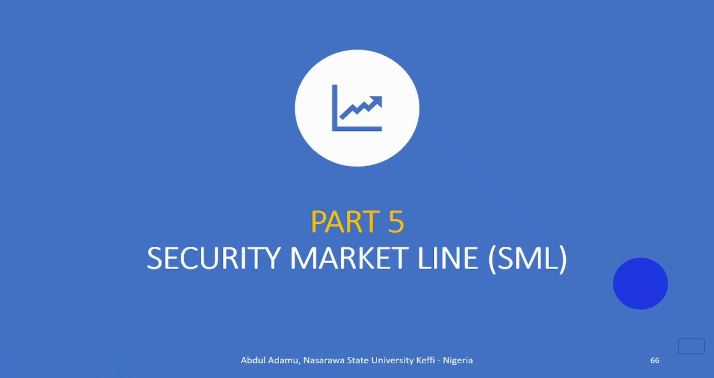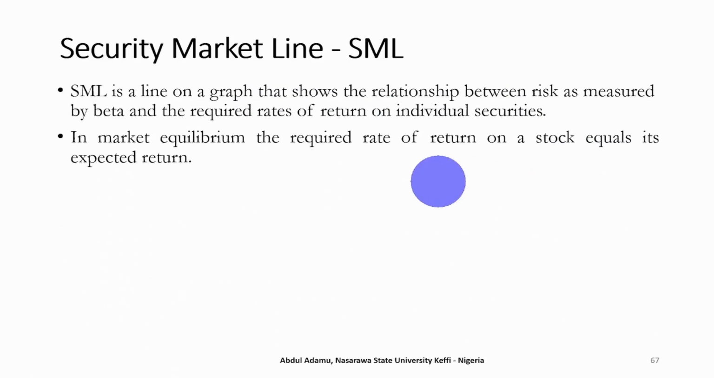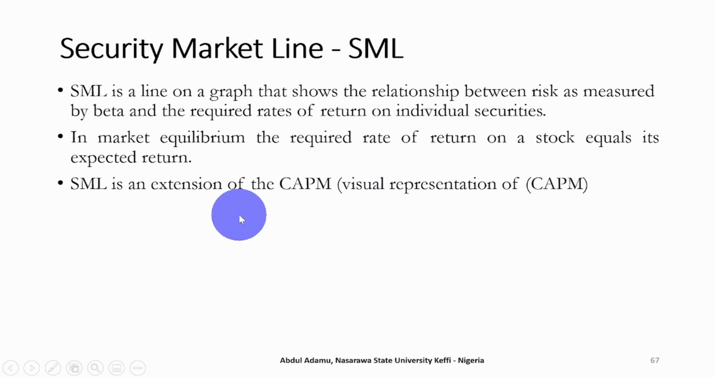The security market line is a line on a graph that shows the relationship between risk as measured by beta and the required rate of return on an individual security. In market equilibrium, the required rate of return on a stock is normally equal to its expected return, that is, all stocks will lie on the security market line. Since we said it's a graph of CAPM, it's an extension of the CAPM model. So it's the visual representation of the CAPM model.